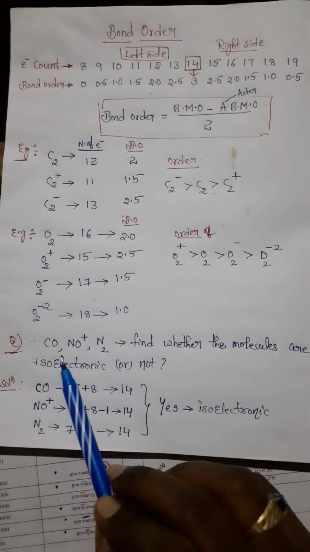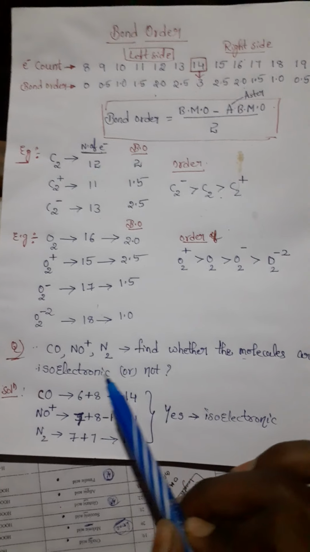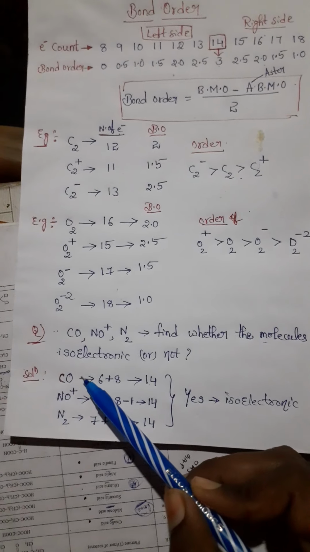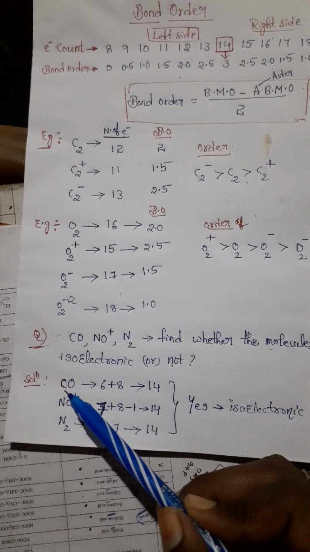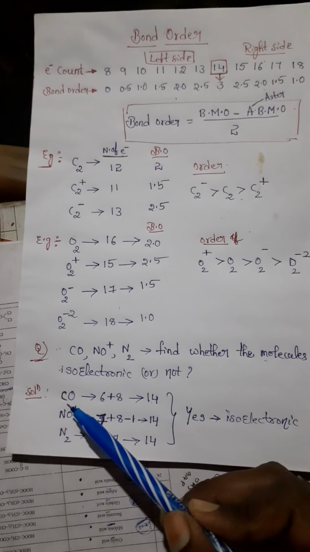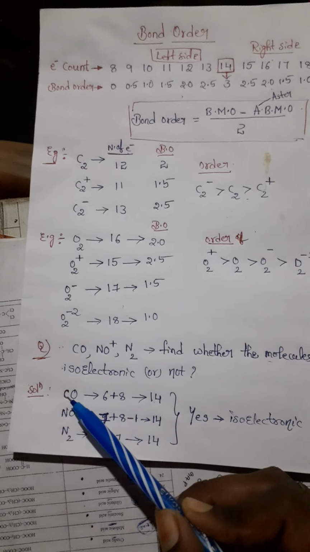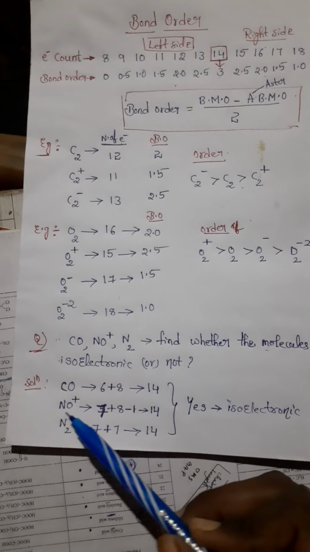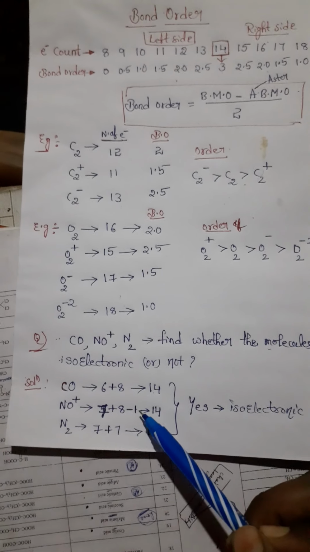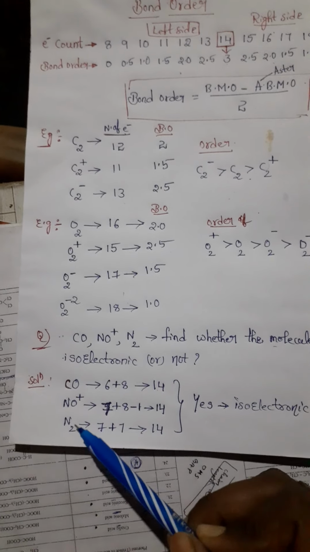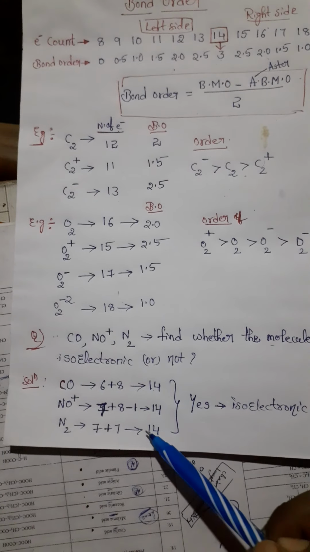We may get a question where they give some molecules and ask us to find whether the given molecules are isoelectronic or not. See, here they have given carbonyl, NO plus and N2. For carbonyl, what is the atomic number of carbon? 6. We know that mostly based on the atomic number we can tell the electrons in the case of neutral atoms. This is a neutral molecule, so 6 plus 8 is 14 electrons. For NO plus, nitrogen is 7 and oxygen is 8, and plus means we have to remove one electron, so 14. N2 means 7 plus 7, 14. For all these three molecules we got the same number, 14.